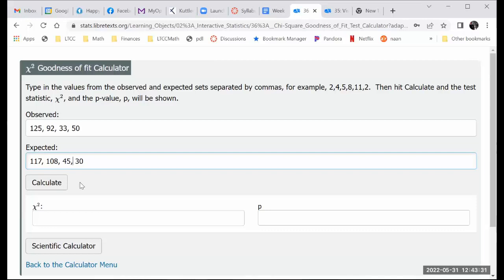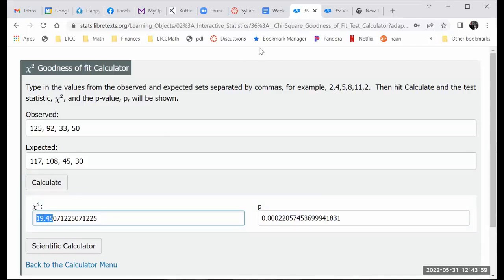And you notice there's nothing else to do. You don't have to deal with left, right, tail, two tail, that kind of stuff. There's no confidence interval with this. It just doesn't happen. So hopefully you're starting to agree that my promise that this is a little bit easier than what we've done is right. So hit calculate. We see that the chi-squared test statistic is 19.45.